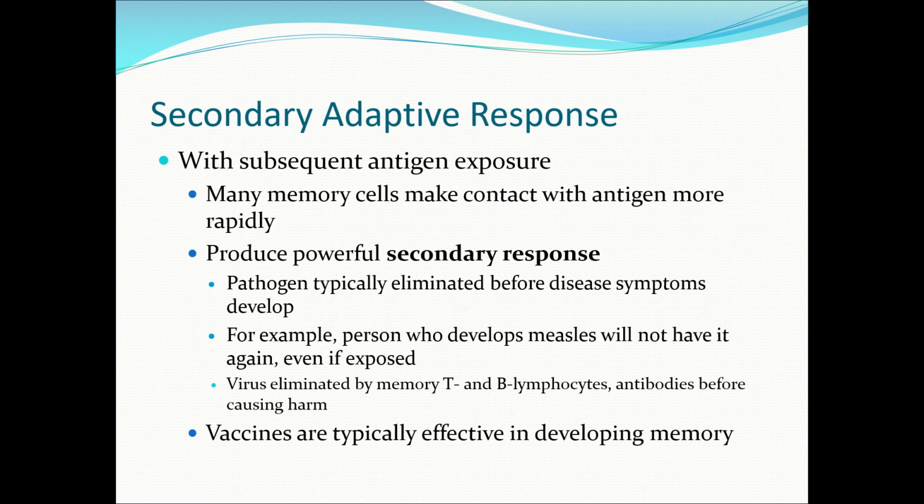The secondary adaptive response occurs with subsequent antigen exposure. Many memory cells make contact with the antigen more rapidly, therefore they can take it out quicker, and this produces a powerful secondary response. The pathogen is typically eliminated before disease symptoms even develop. For example, a person who develops measles will not have it again, even if exposed. The virus is eliminated by memory T and B lymphocytes and antibodies before causing harm. Vaccines are typically effective in developing memory, and some people do get a slight primary response when getting a vaccine.